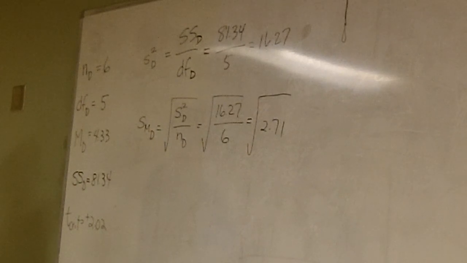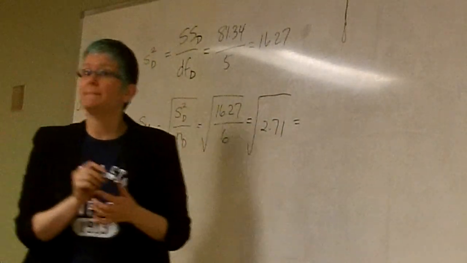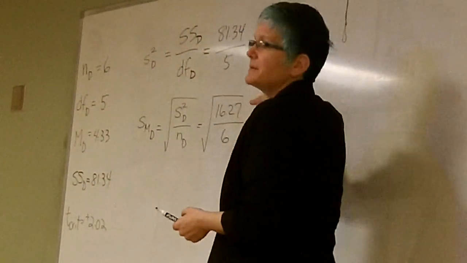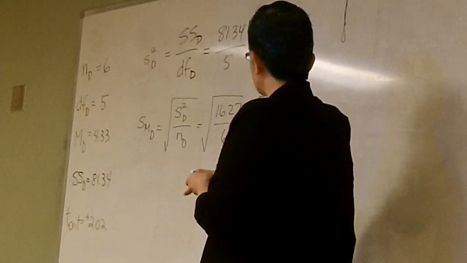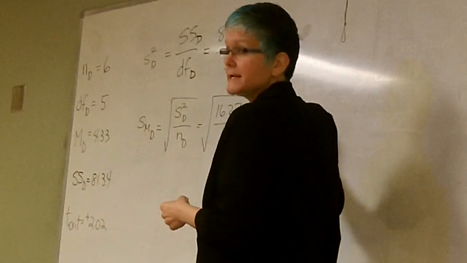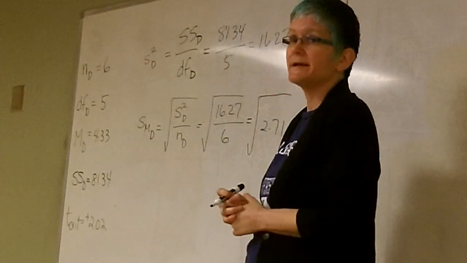Now, what's the square root of 2.71? I have 1.65 and 1.66. Remember, we round at every step, so you have to go back and clear it out once you get 2.71 and type it in again so it doesn't have all the extra numbers. So we're going to go with 1.65. Okay. So that's our estimated standard error.